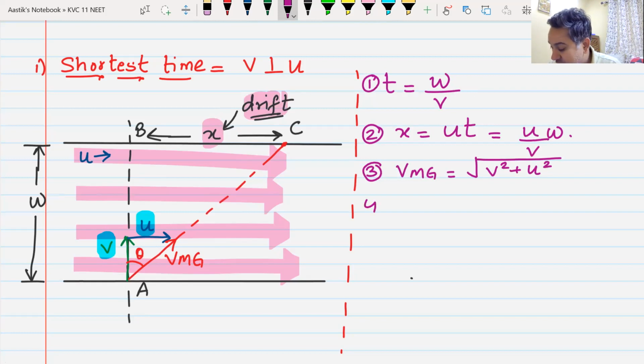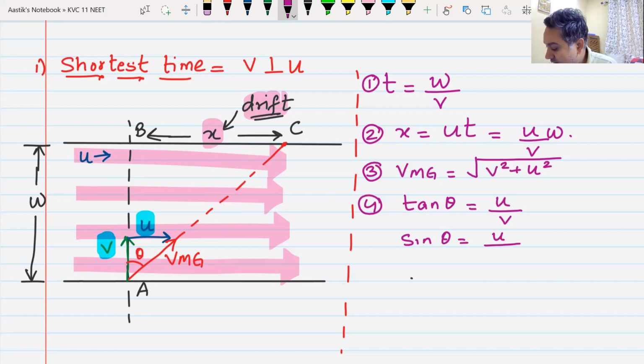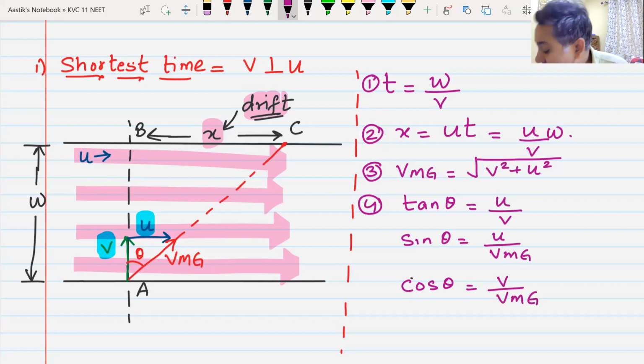The fourth thing which they normally don't ask, but you can write it, is the value of theta. Theta is the angle with the vertical. You can write it in different ways. You can write tan theta is equal to U by V. You can write sine theta as U by VMG. You can write cos theta as V by VMG. This angle theta is with the vertical.